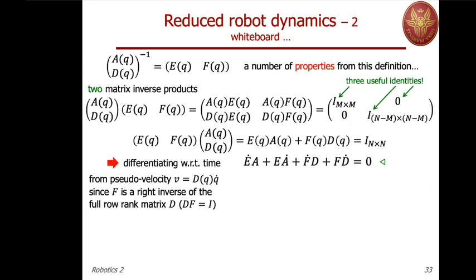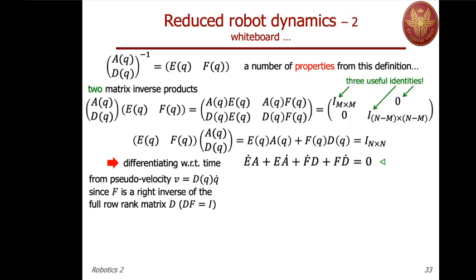Now, the first thing that I would like to prove is that we can invert the mapping from the n generalized velocities q dot to the pseudo-velocity v, and this mapping is expressed by v equal d of q times q dot, as q dot equal f of v.